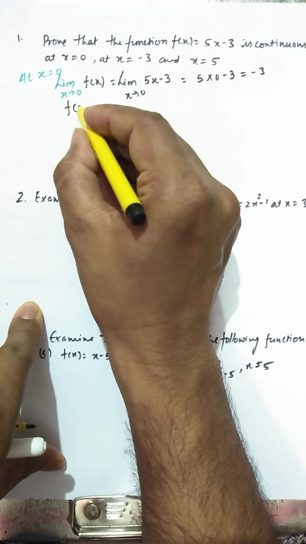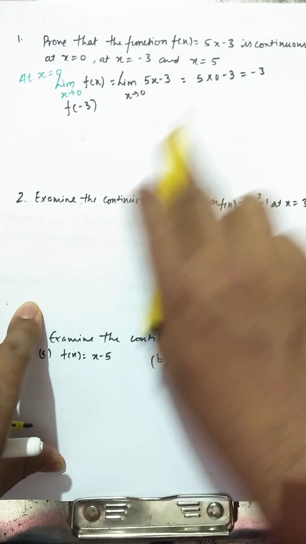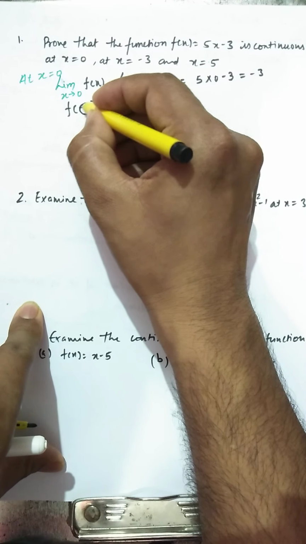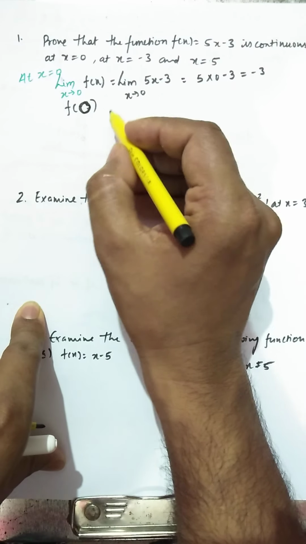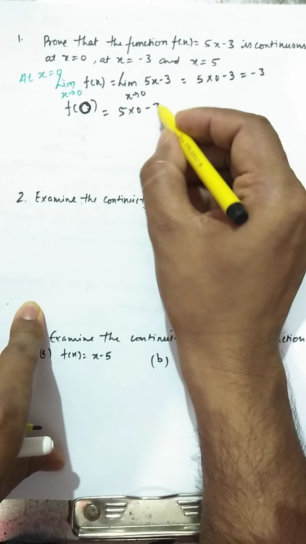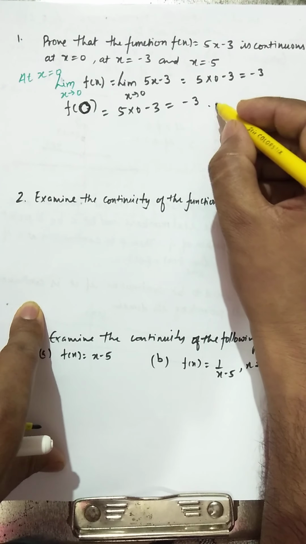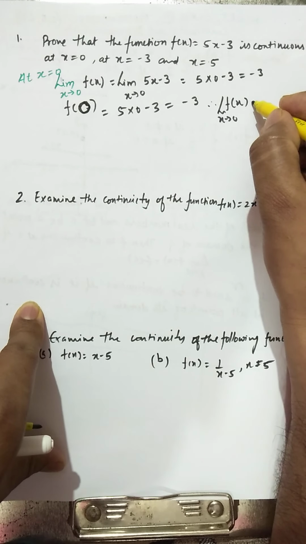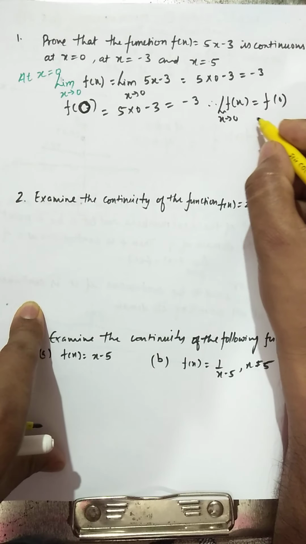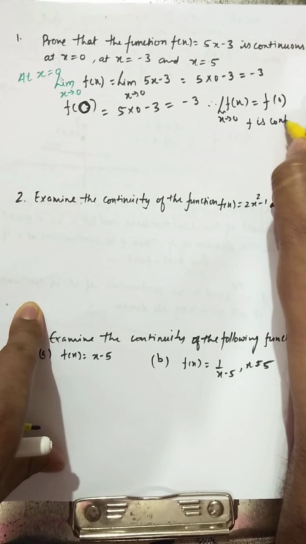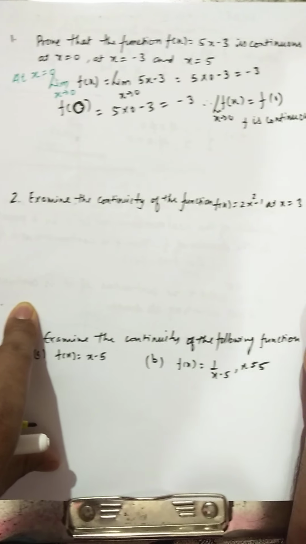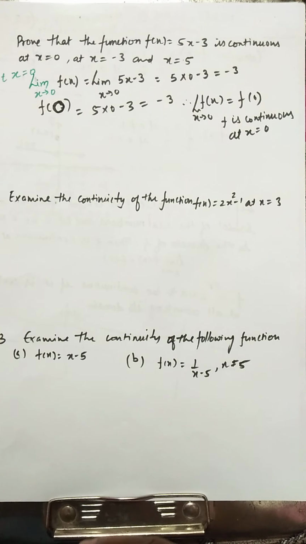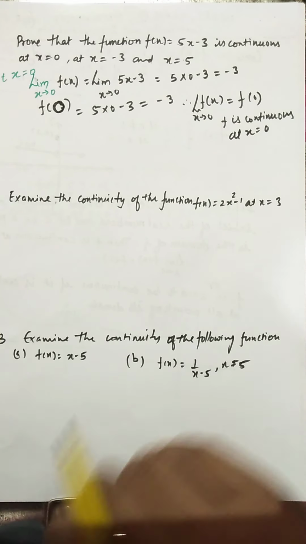Now we find f(0), because the definition was that you calculate the limit at that point, and then you compute the value of the function at that point, which is 0 because we are checking at 0. So f(0) will be 5 into 0 minus 3, which is again −3. Therefore I can say that the limit as x tends to 0 of f(x) is equal to f(0). So f is continuous at x = 0. This way we can show whether the function is continuous or not at a particular point.